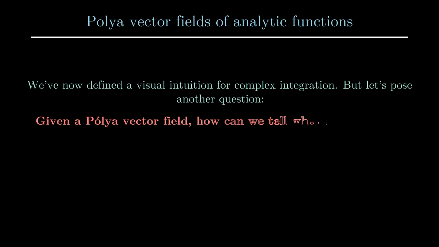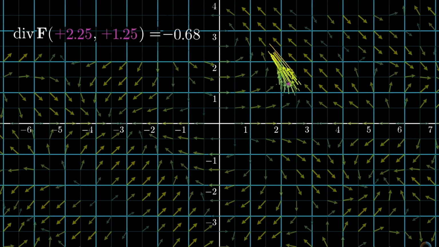Given a Polya vector field of a function f, how can we tell whether or not f is analytic? Before we answer this question, we need to talk about two geometrical quantities of a vector field. The divergence of a vector field is a measure of how much of it flows in or out of a surface. This quantity is also known as the flux density of a vector field.